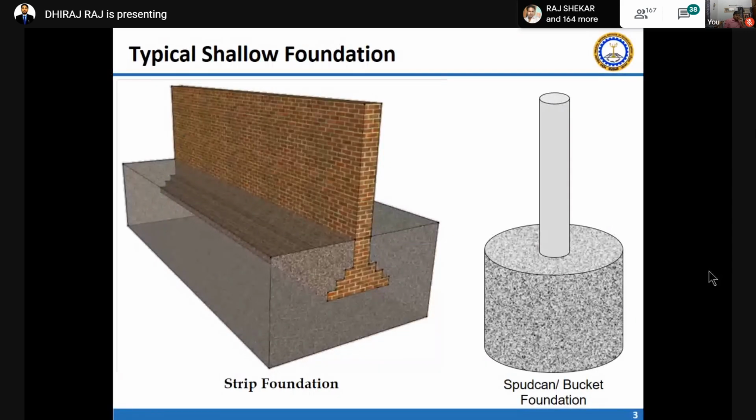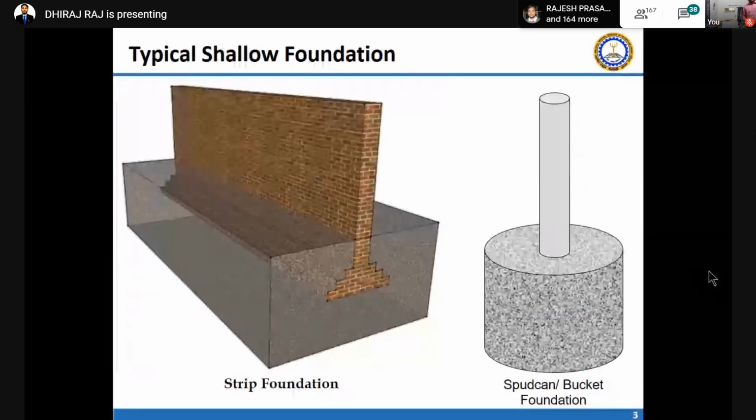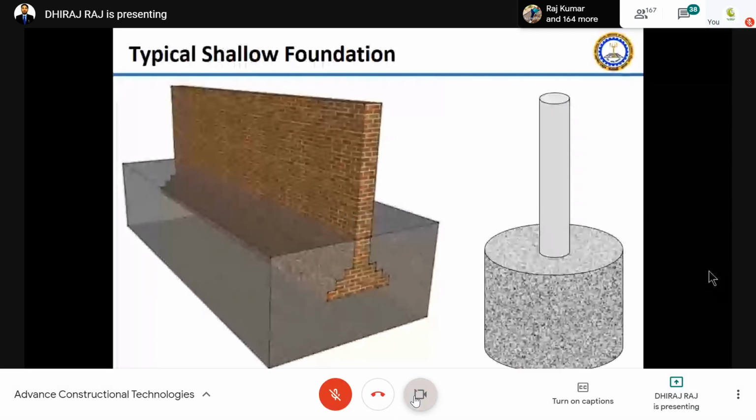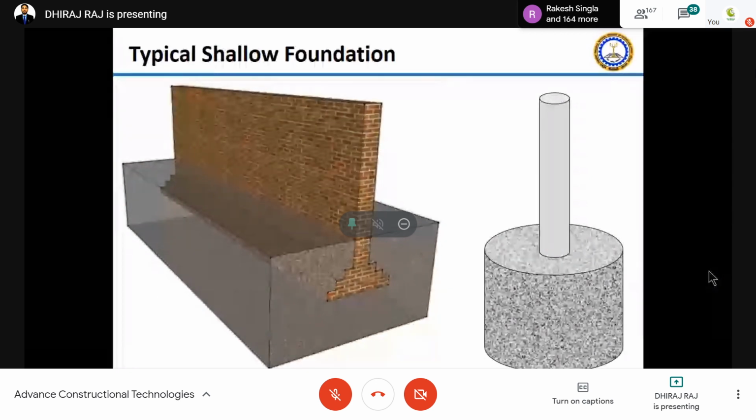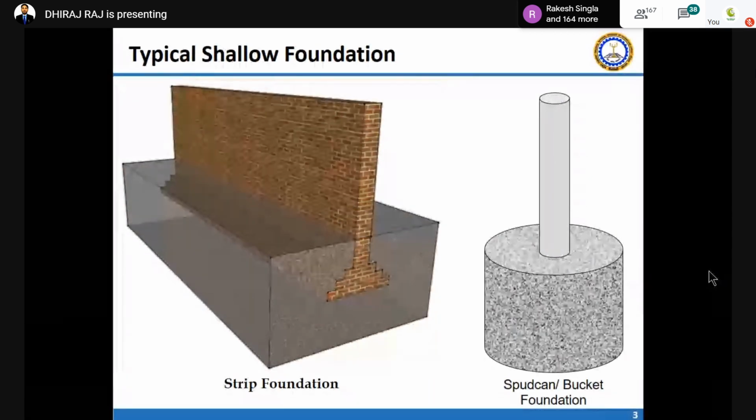This presentation is about shallow foundations, because I cannot combine pile foundations with capacity design. It will take another lecture. So in this lecture, I cover especially the typical shallow foundations and their capacity design.